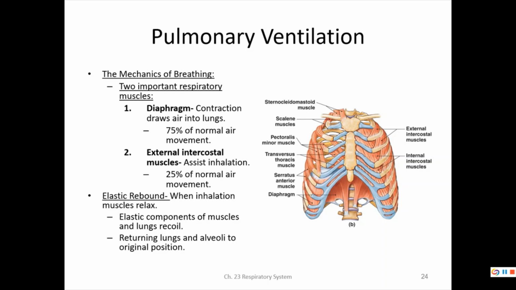Now, muscles tend to relax after they tighten. There is an elastic rebound that returns your lungs and the alveoli back to the original shape, original volume, original pressures. Okay. It's elastic recoil. So it's usually very passive to relax, though it can be active, like when blowing out your birthday candles.